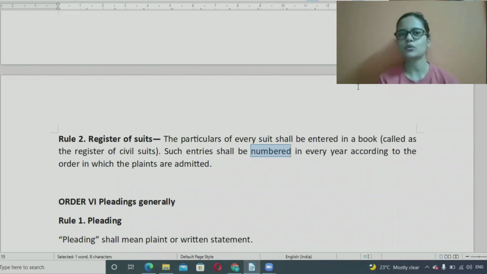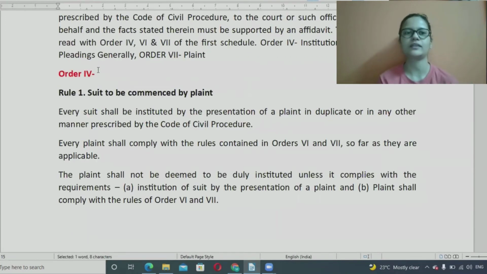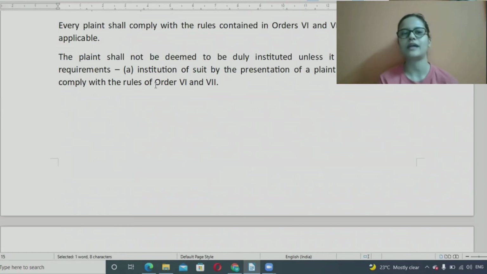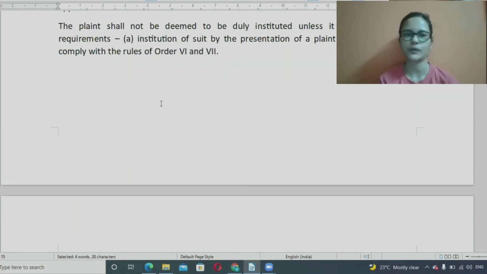So these are the two rules which we have in Order 4 of CPC, that talk about suits, how they have to be instituted, institution of suits. Now, there are 2 more orders where a lot of rules are given. Some rules are very important. That part we will be seeing. Okay, this is clear, right?